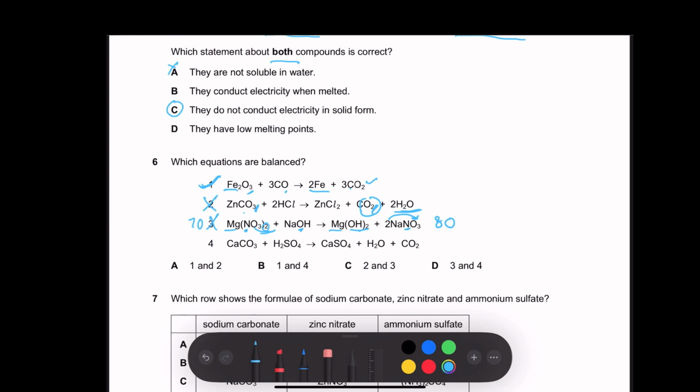Now fourth, 1 calcium, 1 calcium, 1 carbon, 1 carbon. We will count the number of oxygen atoms at the last. So there's 1 sulfur, 1 sulfur. There are 2 hydrogen, 2 hydrogen. And then oxygen on the reactant side are 3 plus 4, 7 oxygen. So we have 4 oxygen, 5 oxygen and 7 oxygen. So this is correct. So 1 and 4 only are balanced, so it's B.